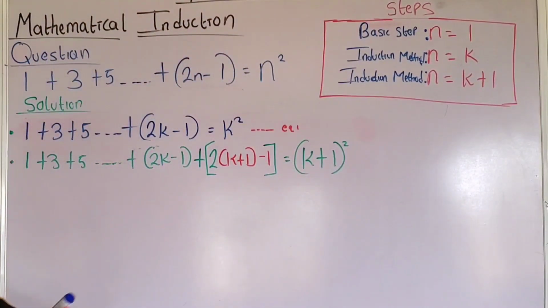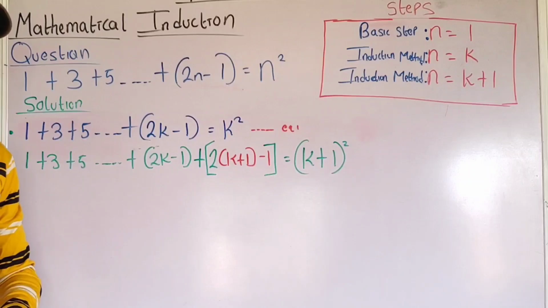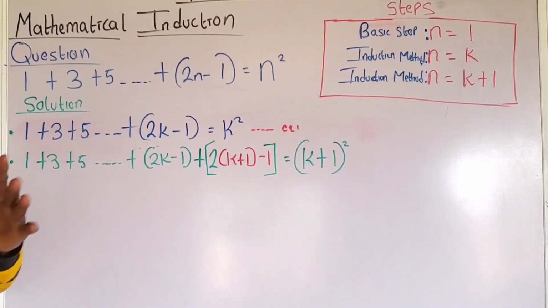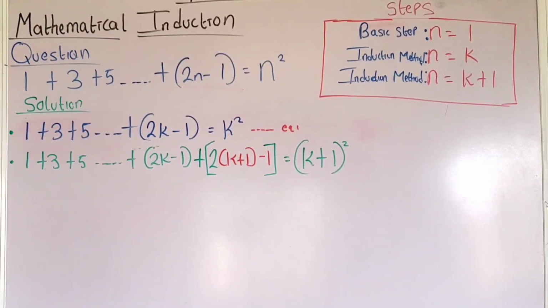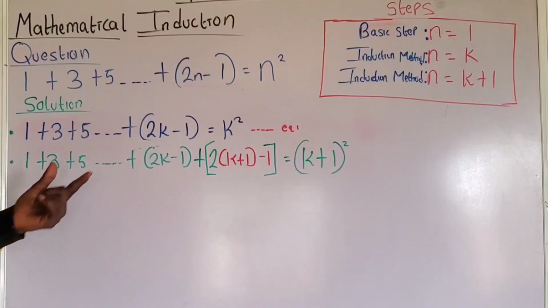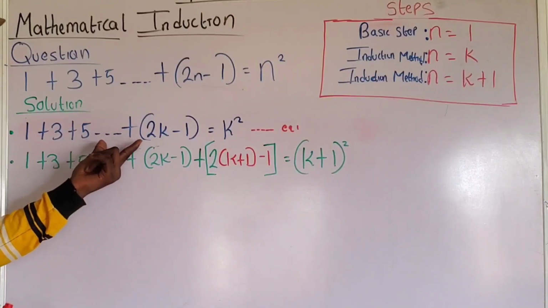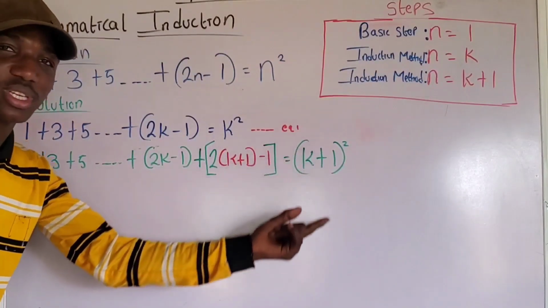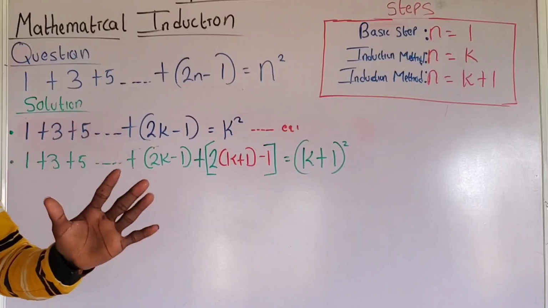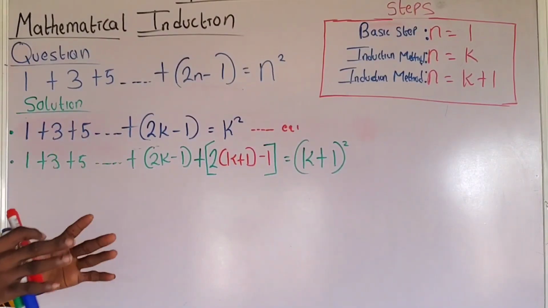Now, if you have any question, I know you have many questions. There are many questions in your mind, so let me answer them one by one. You are asking me why don't we bring this k squared as well to the other side? No, you're not going to do it like that. This is how you're going to do it.